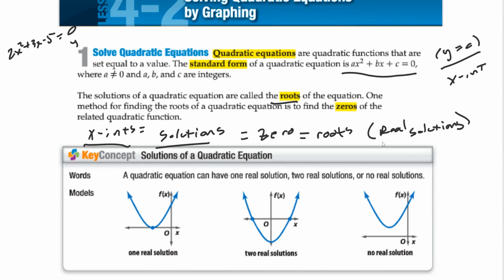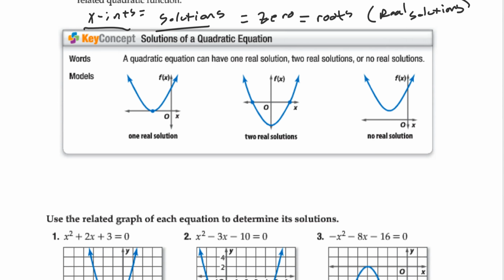So let's talk about a couple types of problems we can have. Remember, we're looking for the x-intercepts. You can have one x-intercept. In that case, we have one real solution. This is also known as a double root. The reason it's called that is because you get the same answer twice, like x equals 3 and 3, or x minus 3 squared is your answer. That's why it kind of bounces off the graph. It's called a double root.